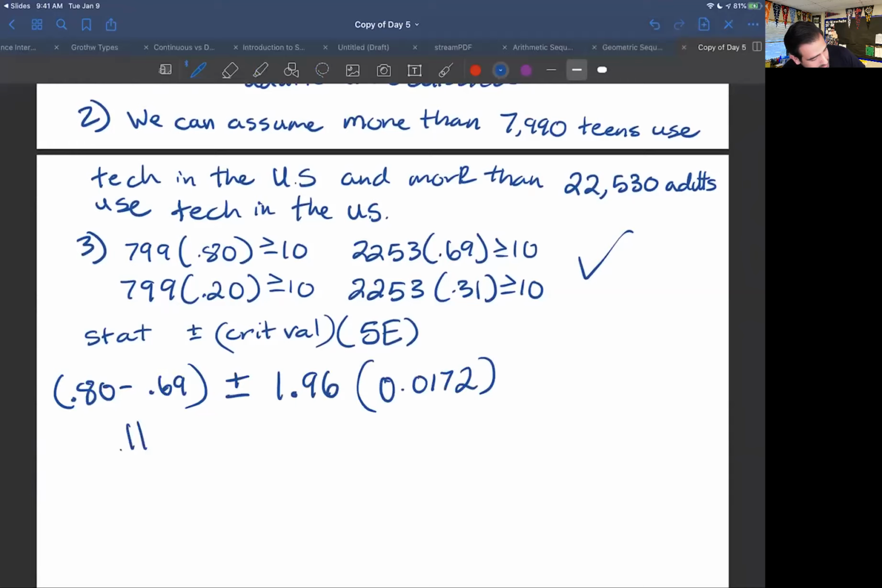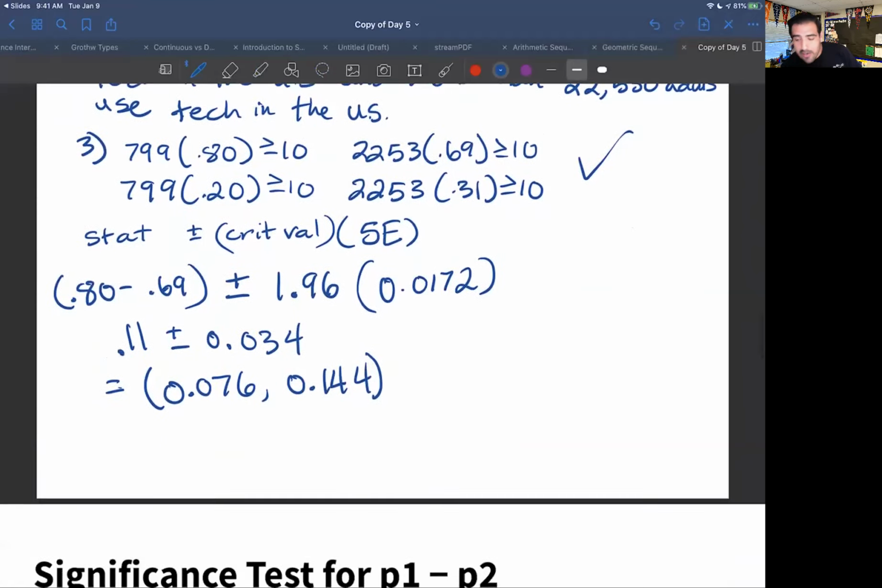We've got 11% plus or minus 0.034. So we've got a margin of error of about 3%, right? We're going to have the confidence interval of 0.076 to 0.144. How would I interpret that, right? Interpretation is very important.